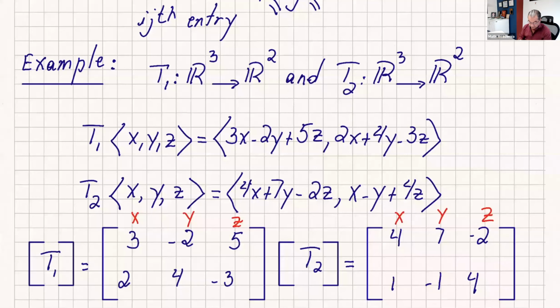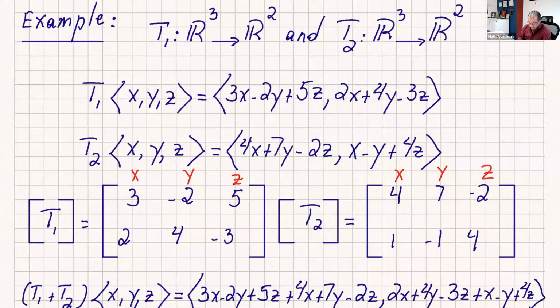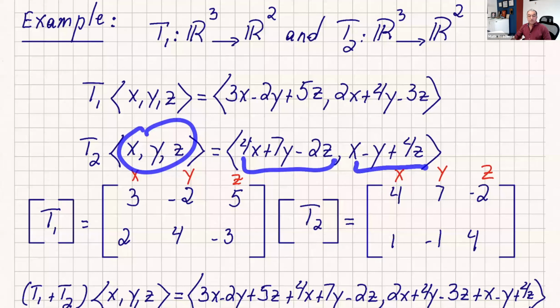So let's do an example with a couple of transformations. Here we have the first transformation going from R3 to R2, and the same for the second one. So the first transformation, I wrote that here for you. This is in R3, x, y, z, and these are the components of the transformation, which is in R2. Same as T2: it's in R3, and then we have two components in R2.